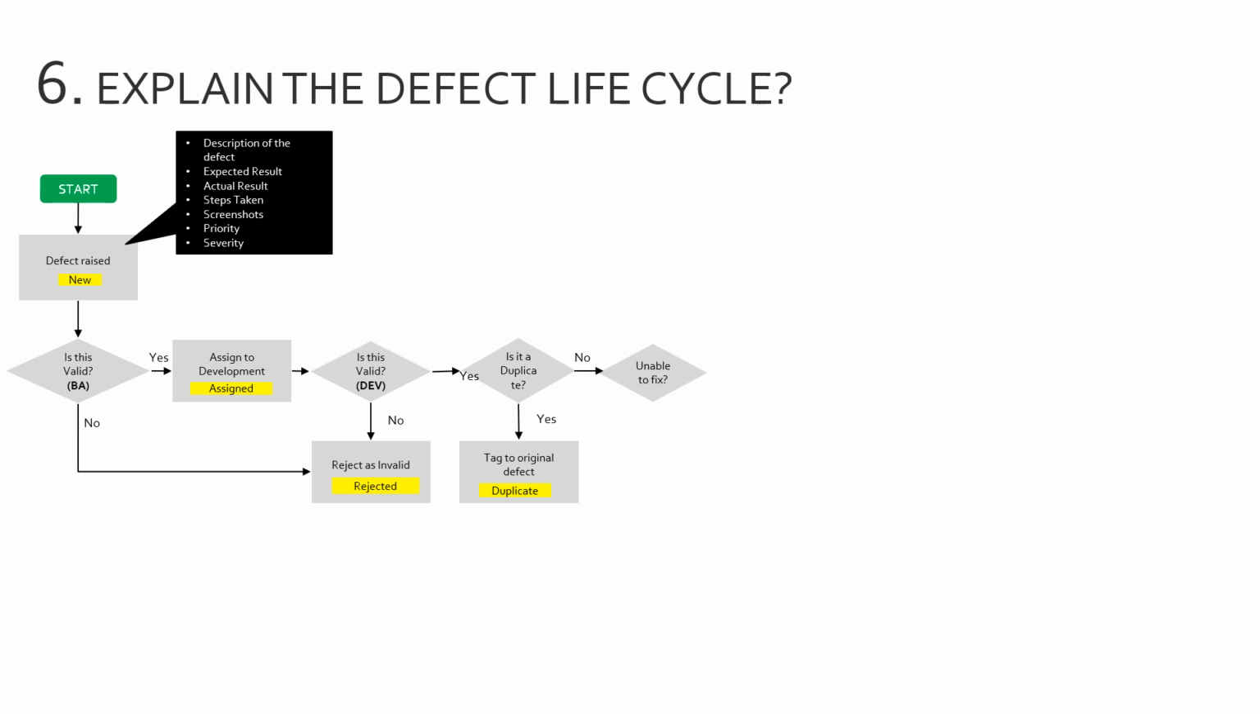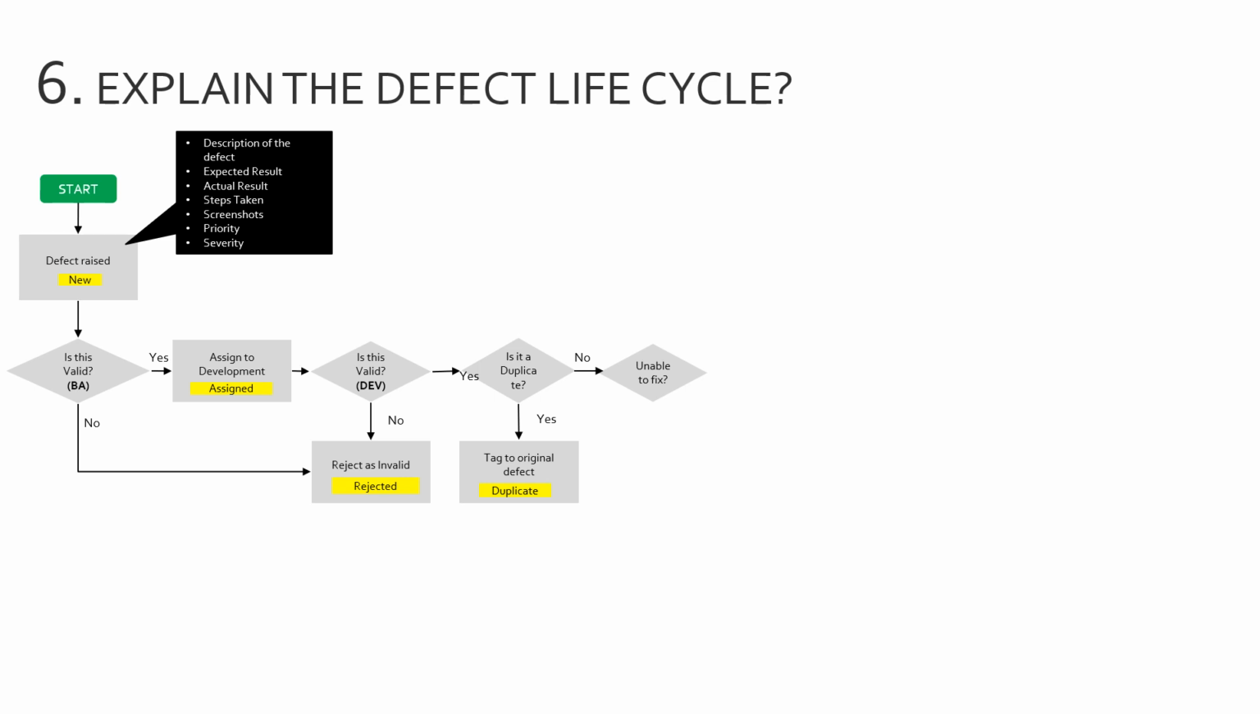So there are several reasons where the development team might not be able to fix a defect. One of them would be the time constraint. Let's say that the defect is raised 3 days until the end of the testing cycle, or 2 days, or on the last day. So this doesn't give the development team enough time to fix it.